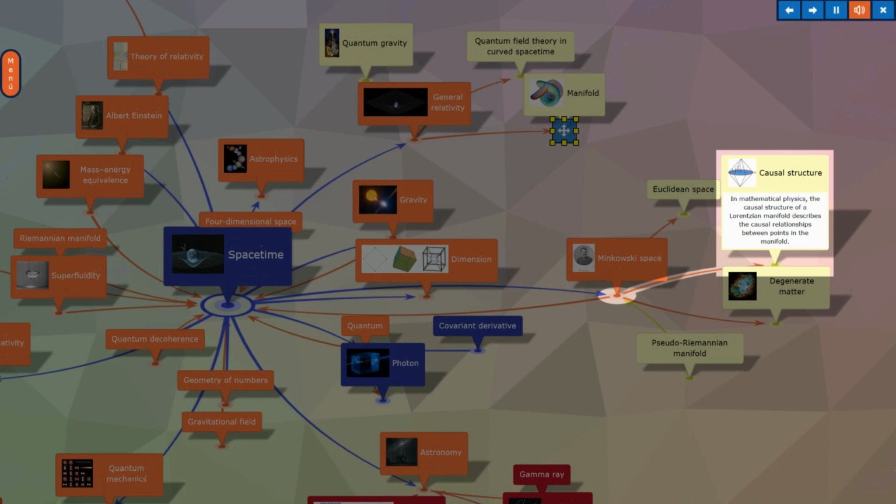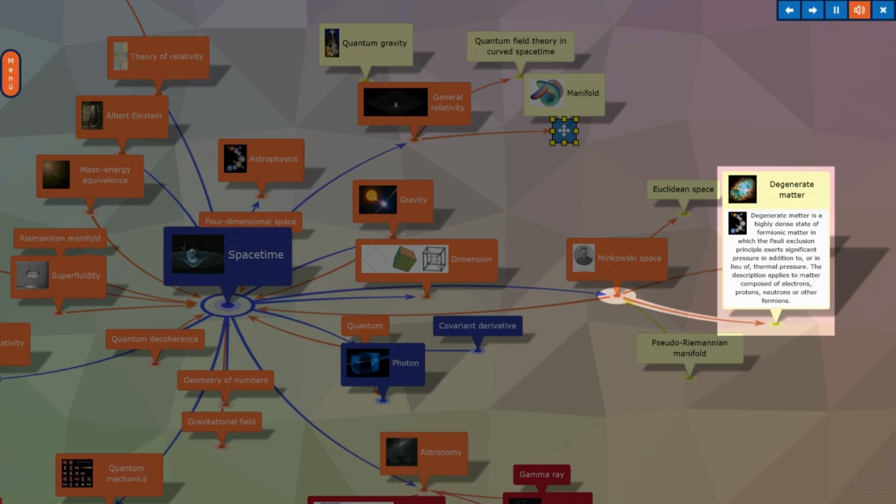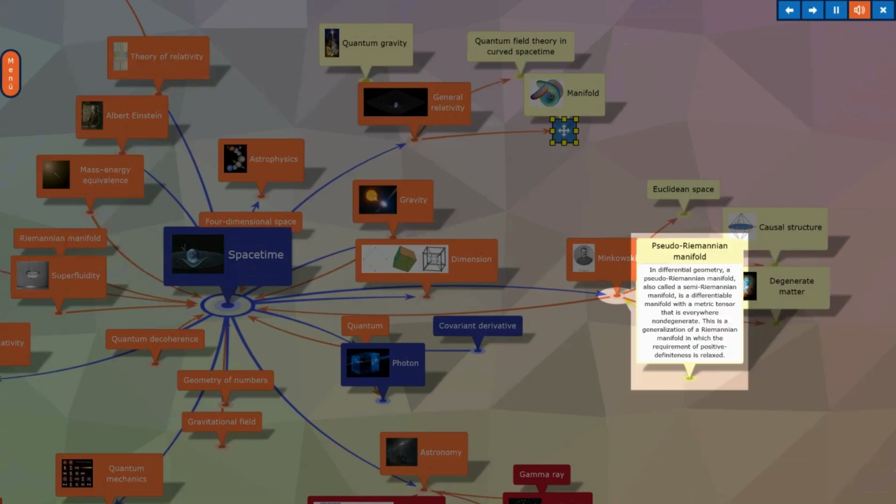Causal structure. In mathematical physics, the causal structure of a Lorentzian manifold describes the causal relationships between points in the manifold. Degenerate matter. Degenerate matter is a highly dense state of fermionic matter in which the Pauli exclusion principle exerts significant pressure in addition to, or in lieu of, thermal pressure. The description applies to matter composed of electrons, protons, neutrons, or other fermions.